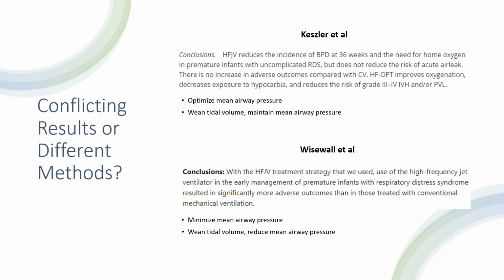However, the devil was in the details, or the methods section. The conflicting results may be attributed to differences in ventilator management. Kessler used the jet to optimize mean airway pressure while Weiswall used the jet to minimize mean airway pressure. For example, Kessler started patients on PEEP levels of 4 to 5 compared to 6 to 8 in the Weiswall study. The approach to the management of ventilation also differed.